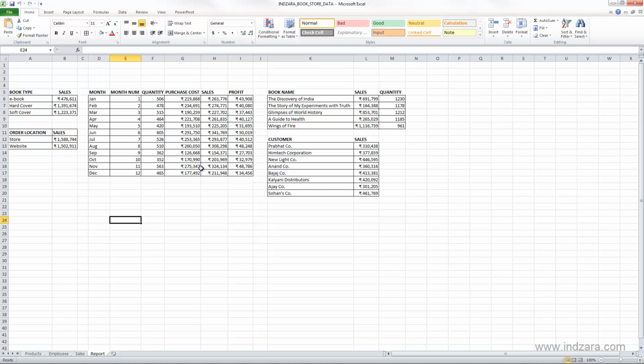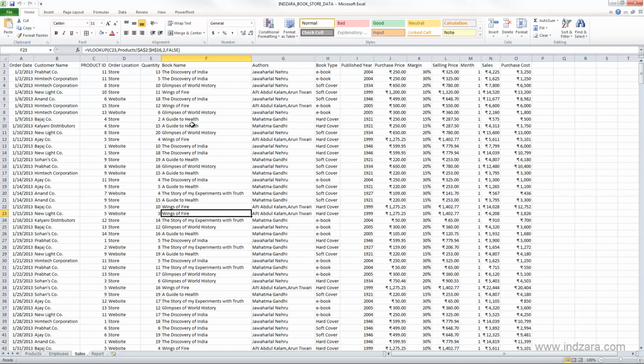And this information is based on our sales worksheet, where we have all the information about the books that were sold, how many were sold, and we also use VLOOKUP functions to bring in more information about the books. And then finally, I added in columns to say what is the month number for the specific sale that happened? And also, I was able to calculate the sales for each line item here by multiplying the selling price with the quantity, and I got the sales. Similarly, the purchase cost would be purchase price multiplied by the quantity.